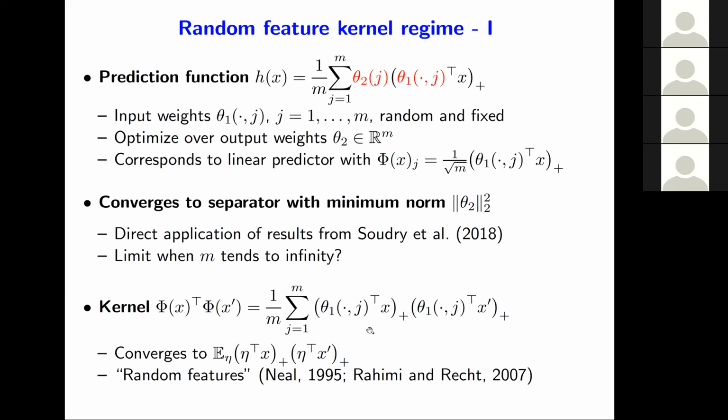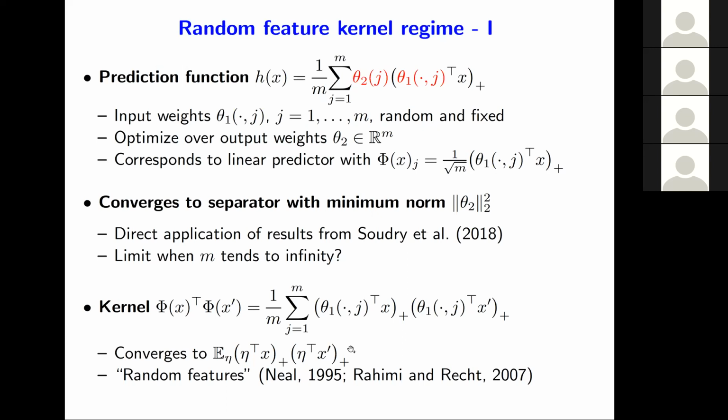Now I'm going to use the randomness of my problem, where the input weights are sampled randomly and IID. So by the law of large numbers, this should converge to some expectation. This is a classical technique used by Radford Neal in the 90s and Rahimi and Recht in the 2000s. The goal there is, I have a kernel, I express it as an expectation, and I use finite M to approximate my problem. Here I do the opposite. I have a finite M problem, and I want to study the limit when M is large, which I do by taking limits and using the expectation.